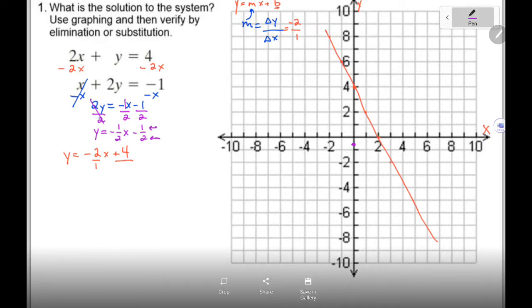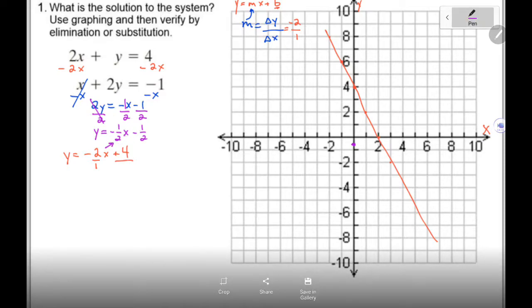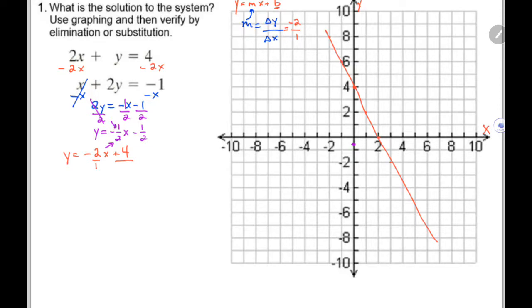Wait, I pointed at the wrong half. Those aren't the half. It's the same thing, but I just pointed at the wrong one. I meant to point 2 over that 2. This is the slope over here in front of the x. The 2 over and then 1 down, okay?